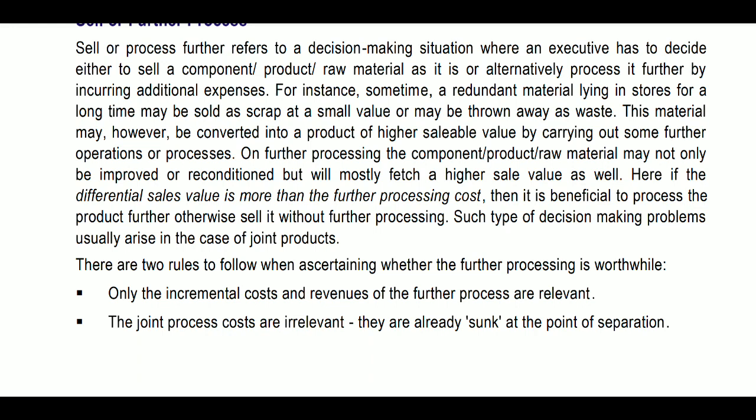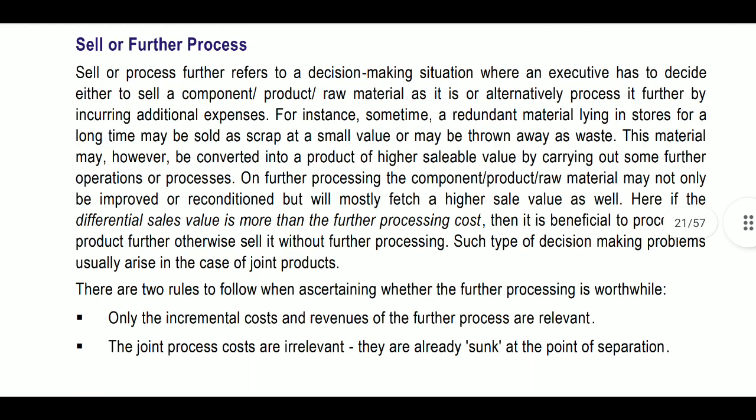What will we see here? We will see the incremental revenue from further processing, that is revenue after further processing minus revenue at the split-off point. What is the revenue at the split-off point? Then minus the total further process cost. What is the variable cost plus additional fixed cost? That is the further processing cost. If the net benefit is positive, then we will further process. If the net benefit is negative, then sell at the split-off point.